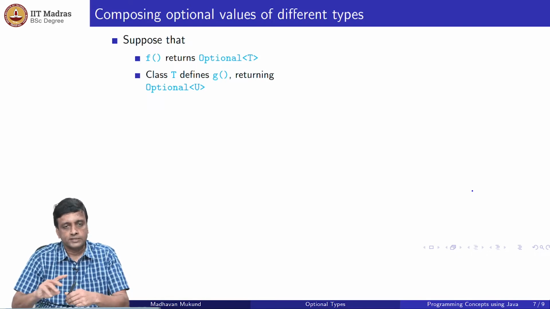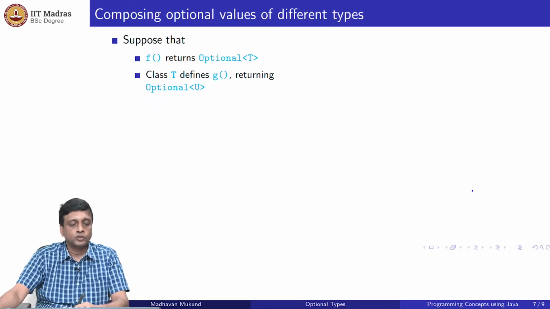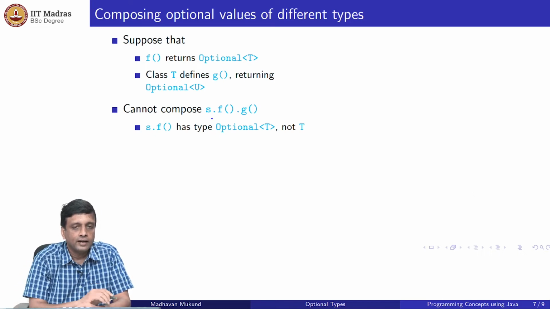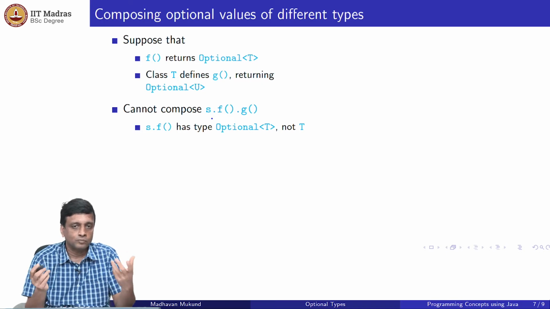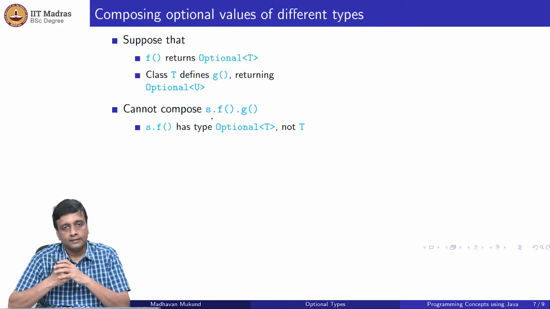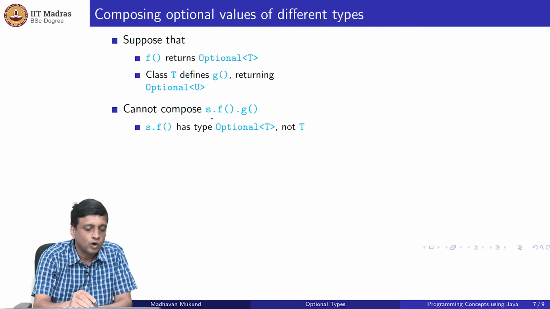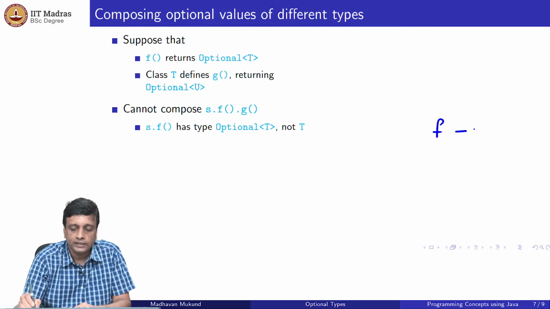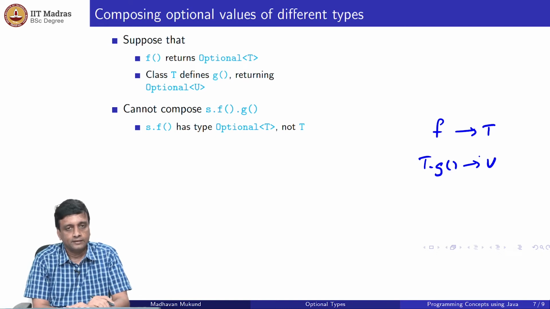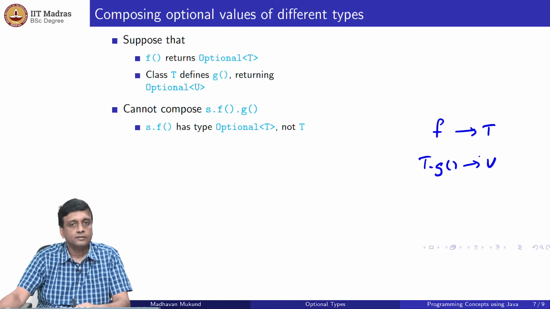I want to now compose this. I want to apply g to these outputs of f. So if I write s dot f, supposing I apply f to an object s, whatever it is, when I run the method f on it, it produces a t, and on that t I can apply g. This would normally be allowed. If f produced a t, and if t dot g produced a u, this would work. But the problem here is that s dot f does not produce a t, it produces an optional t. So then that g may not make sense. So I cannot just write this.